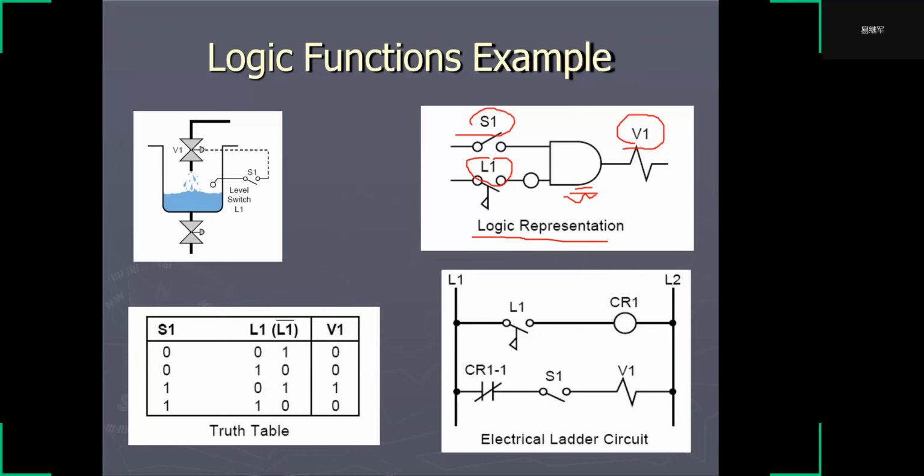We can check the truth table. The S is 0, the L is 0, we can get 0. The S is 0, L is 1, we can get 0. S is 1, L is 0, we can get 0. S is 1, L is 1, we can get 1.